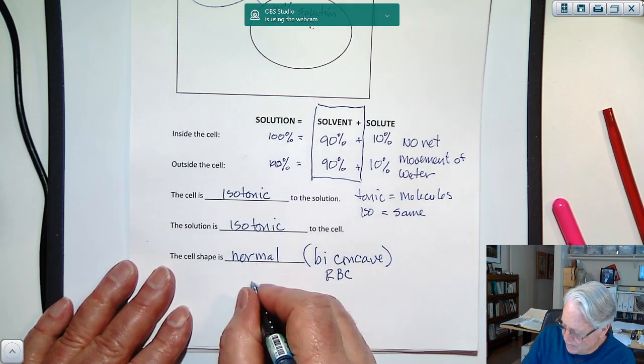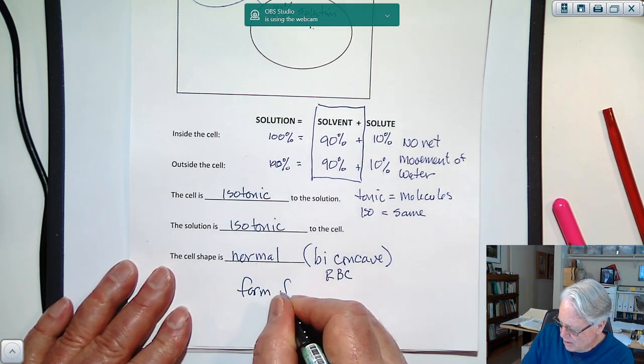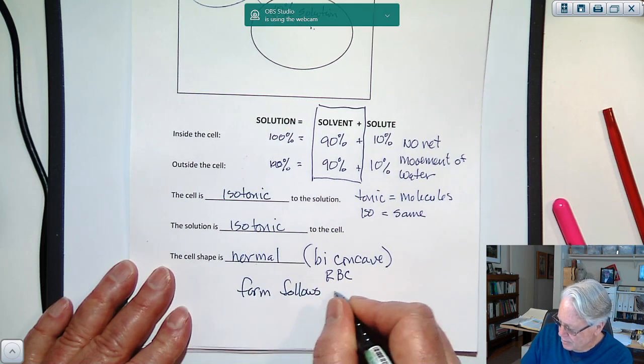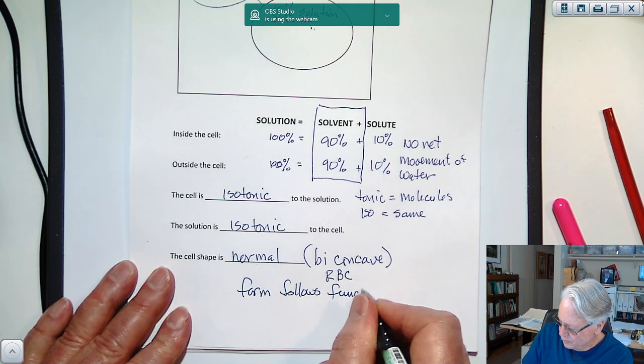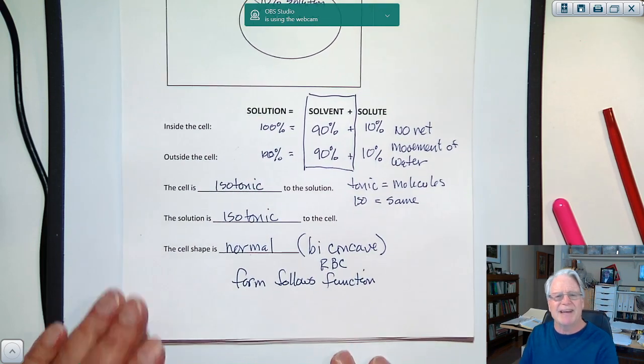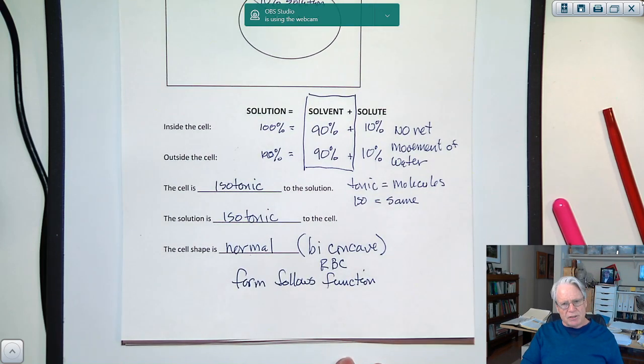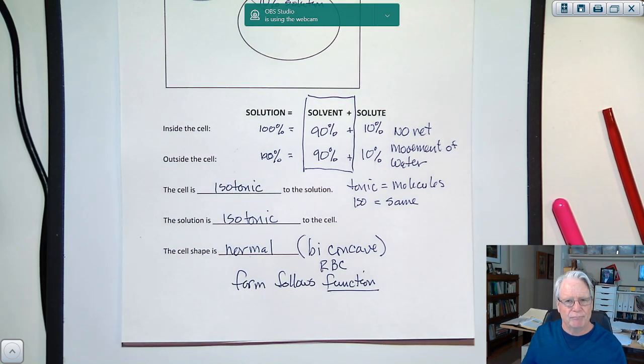So remember, form follows function. In the case of red blood cells, that biconcave shape is important to the way it functions. If you lose the shape of a red blood cell, if it's no longer biconcave, then what happens to function? It doesn't function the way it's supposed to. You're not going to be able to transport oxygen, for example. So we're going to tie this all together now.